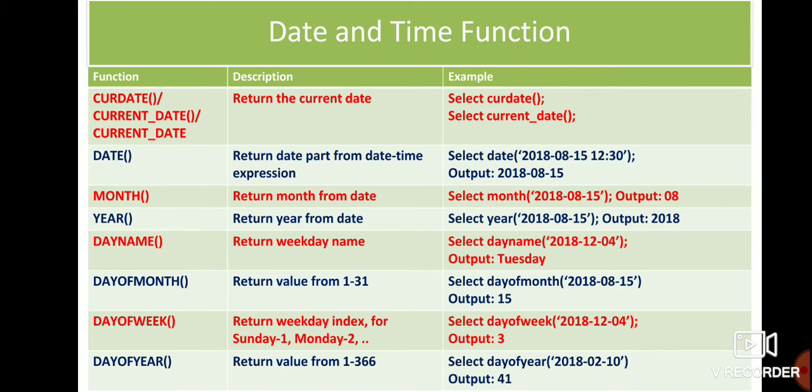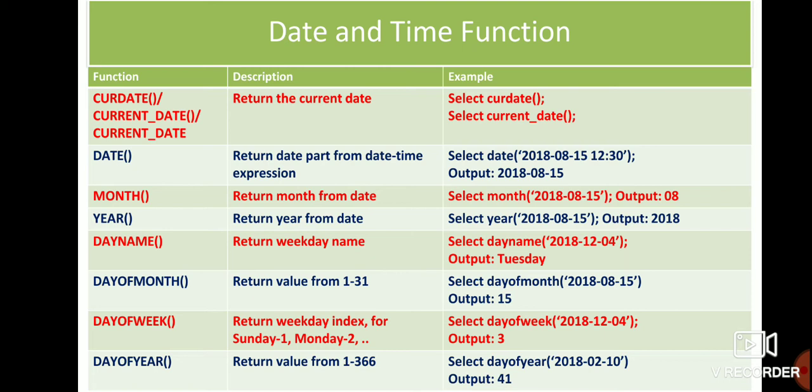Next is DAYOFMONTH. What is the day of month? 2018 8/15. So what will be the output? 15 will be the output. Next is DAYOFWEEK. It returns the weekday index, from Sunday 1, Monday 2. Okay, from Sunday it counts as 1, Monday as 2. If it is Wednesday, what will be the output? 4 will be the output. Since here it is mentioned as Tuesday, the output is 3.